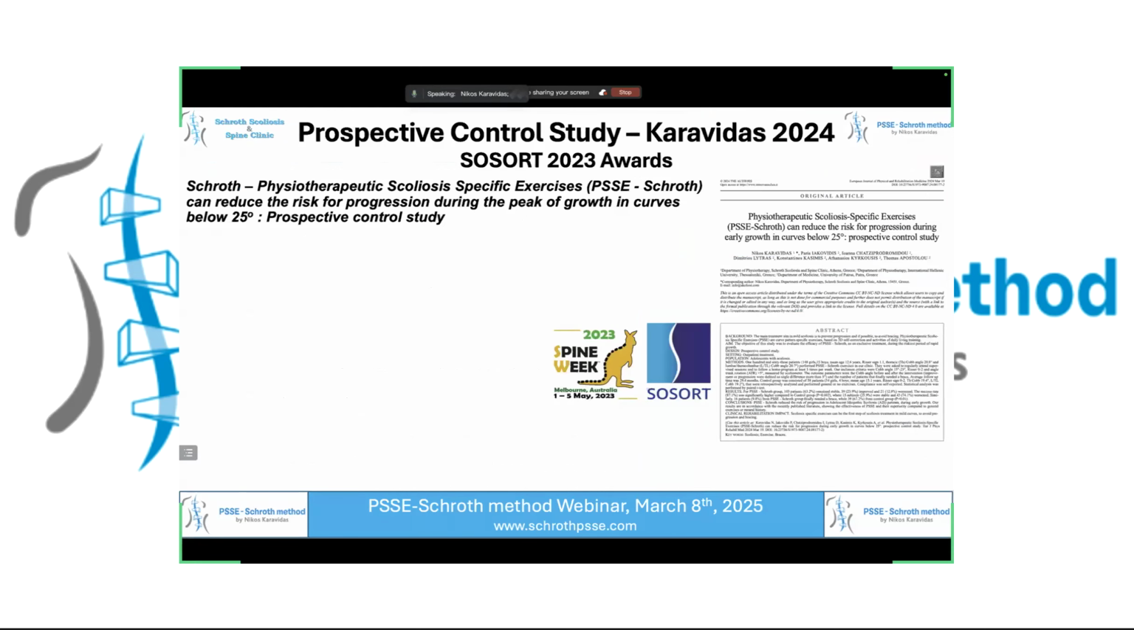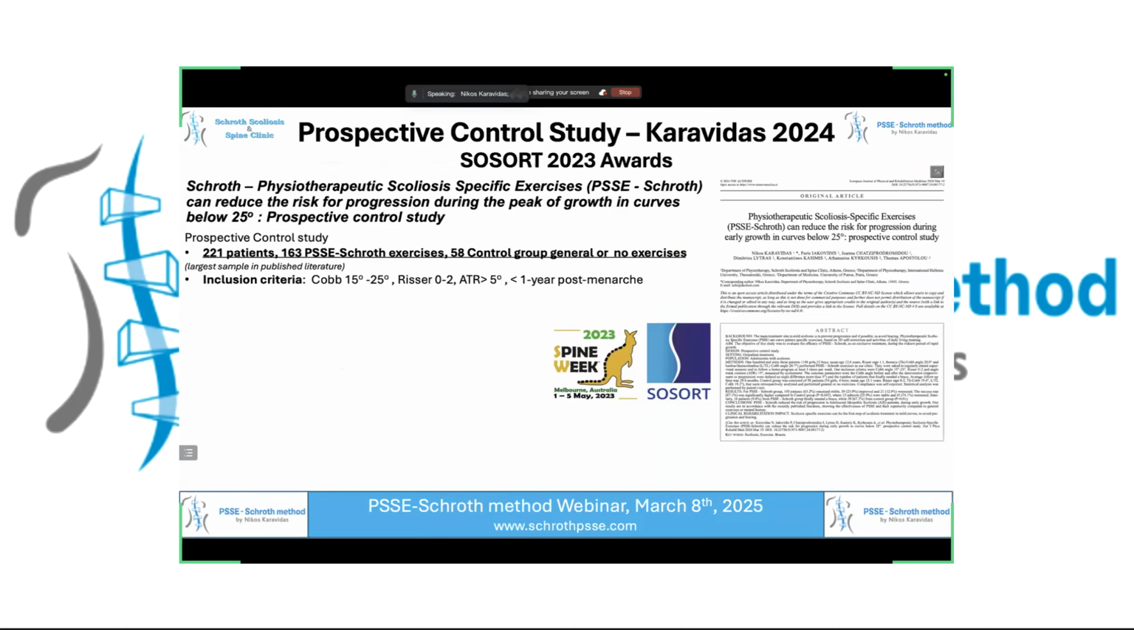These are the guidelines, but I would like to shortly present to you what is the evidence for our school, what is the evidence for what we do. And this is a prospective control study from our clinic. This was also in the SOSORT awards in 2023 for the meeting in Melbourne, in Australia. We had 221 patients, one of the largest among the published literature, 163 did PSSE-Schroth exercises, 58 were the control group with general or no exercises.